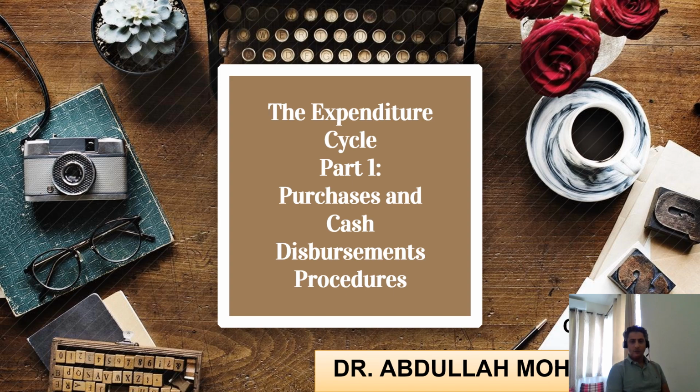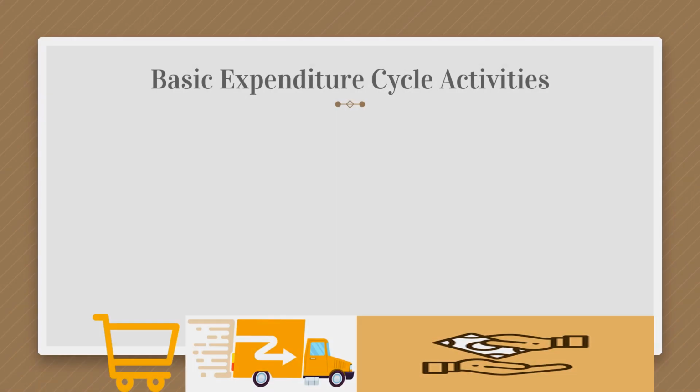Today we have topic number 5, talking about the cycle of expenditure, and it divides into two parts. One is related to the purchase and cash disbursement cycle, and the second part will be related to the payroll and human resource cycle. Here, let us talk about the basic expenditure cycle activities.